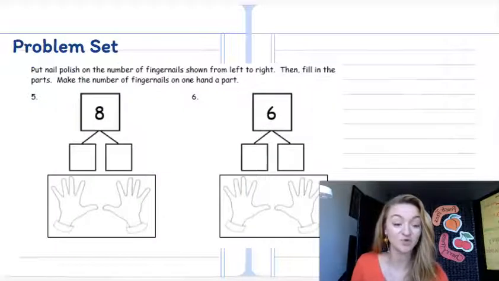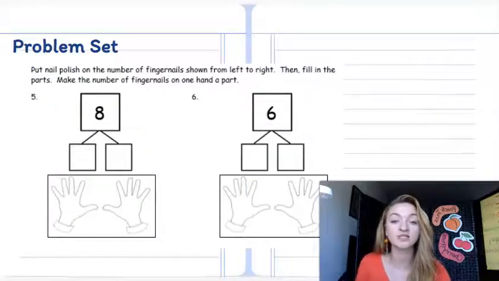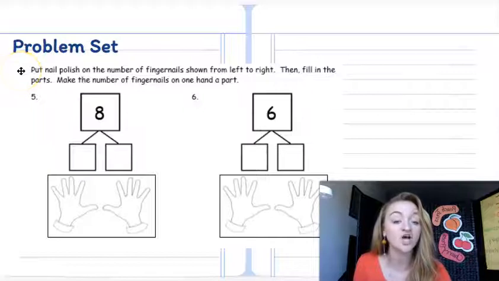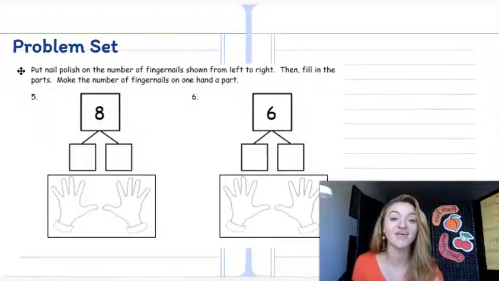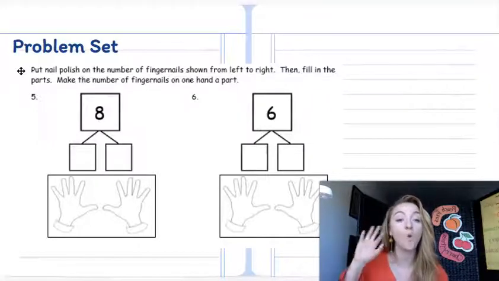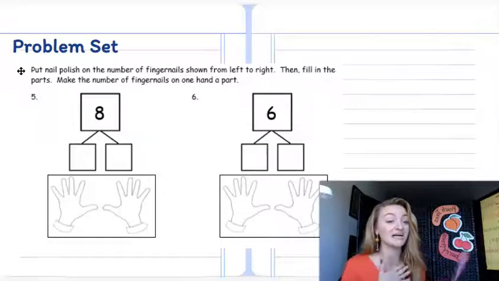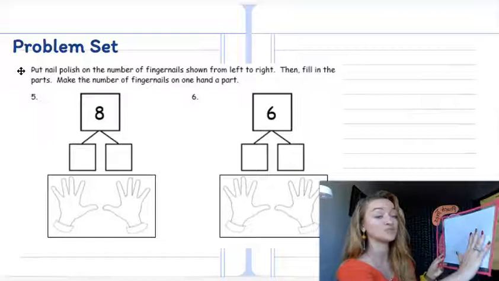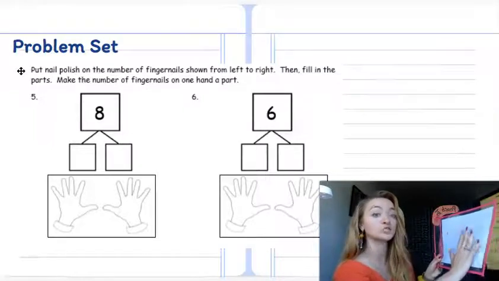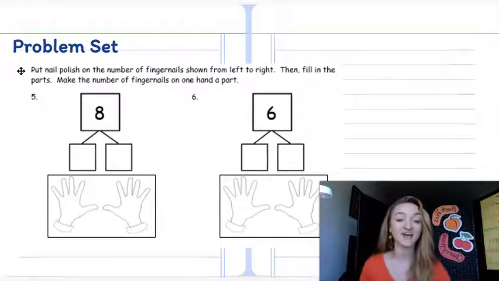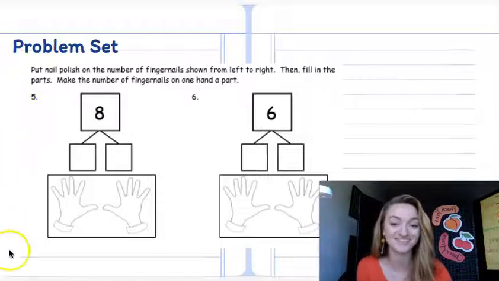For the next 2 problems, they're a little different. The directions are: put nail polish on the number of fingernails shown from left to right. Then fill in the parts. Make the number of fingernails on one hand apart. My suggestion to copy this down is maybe use the same strategy we did for our application problem. You could trace your hands. Just a thought. I'm going to pause so that you can pause.